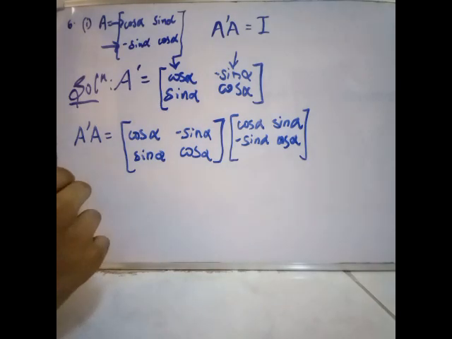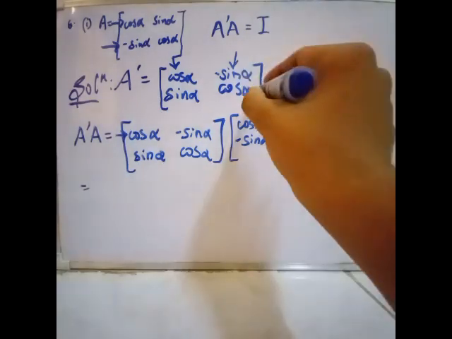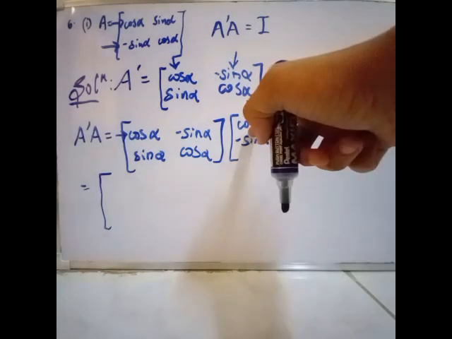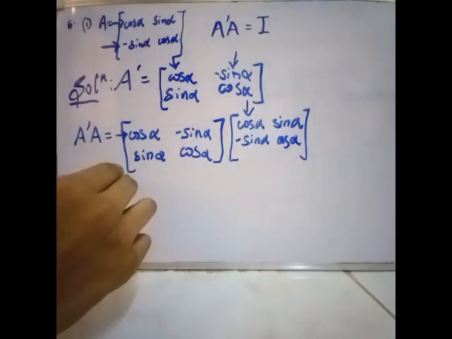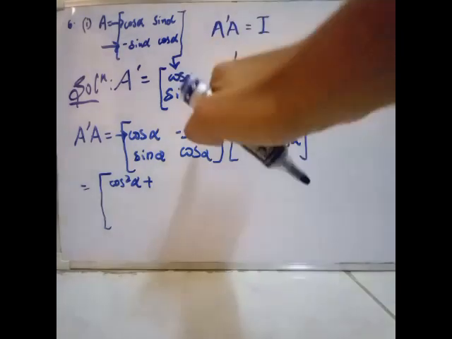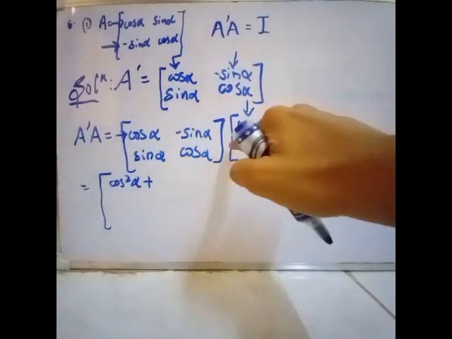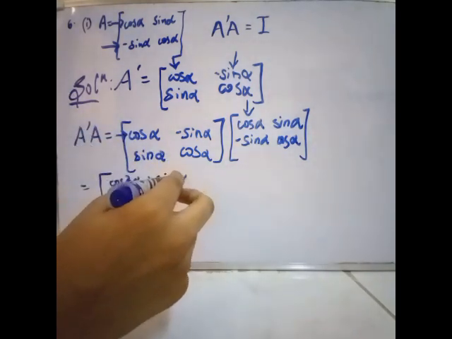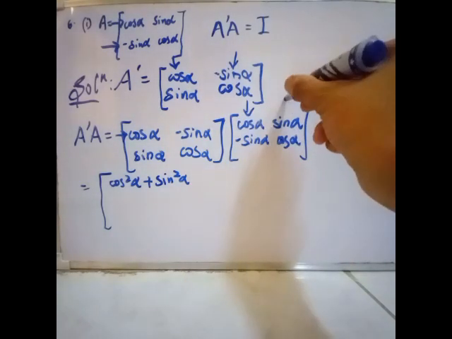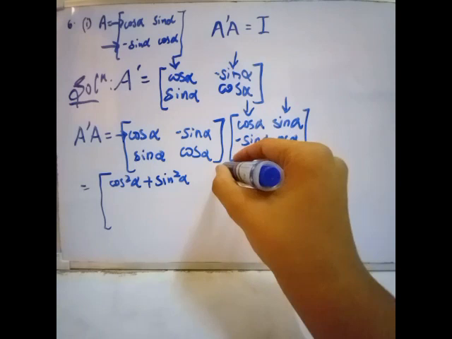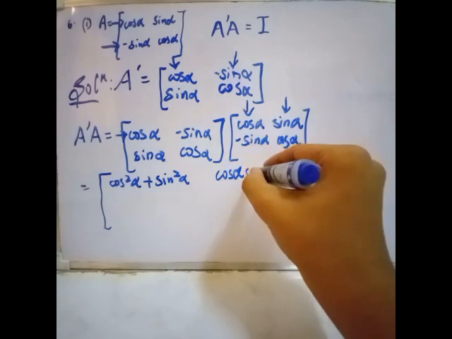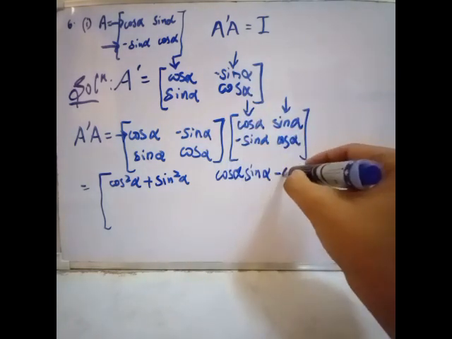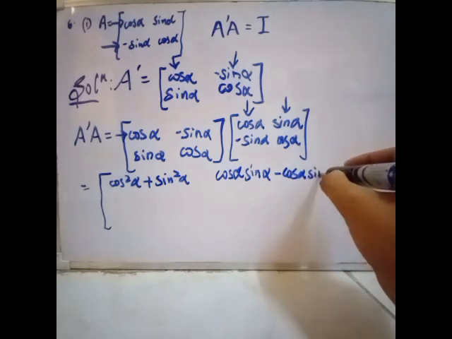So first row with first column, right, for the first element. So cos times cos would be cos squared, plus minus sign times minus sign would be plus, and sine times sine would be sine squared. Next, first row with the second column, cos times sine would be cos sine, then minus sine times cos would be minus cos and sine, right?